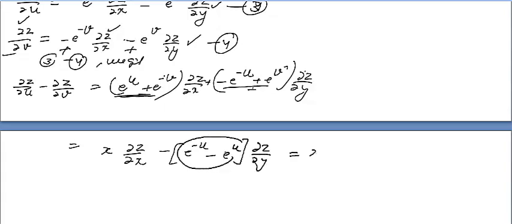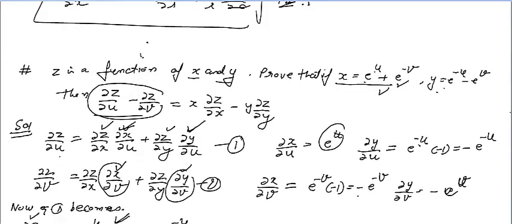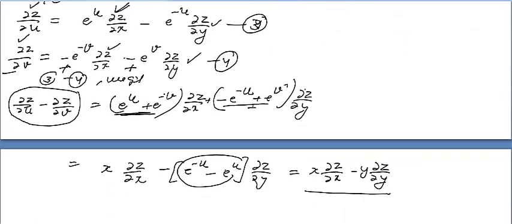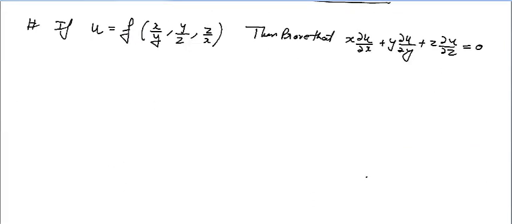So you have x curl z by curl x minus y curl z by curl y. So curl z by curl u minus curl z by curl v is equal to x into curl z by curl x minus y into curl z by curl y. So this is the proof that we want to prove. So hence proved.